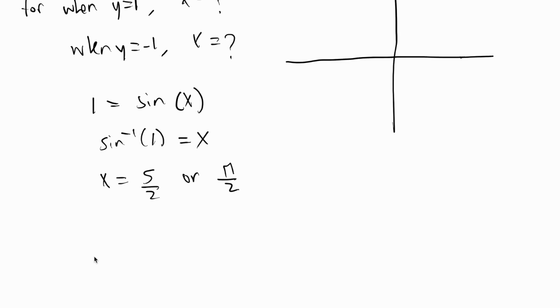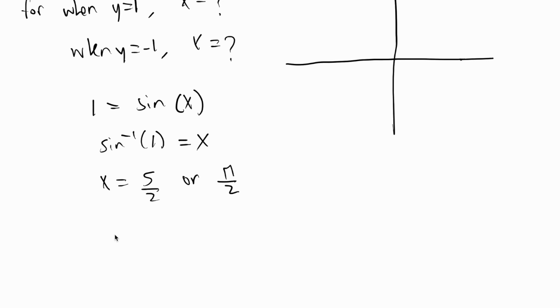Okay, so our first two coordinates are pi over 2 comma 1 and 5 pi over 2 comma 1. That's our first set of coordinates.